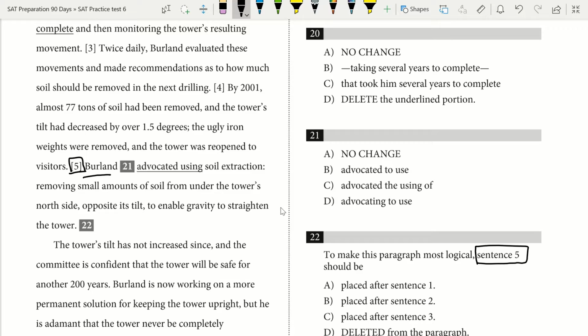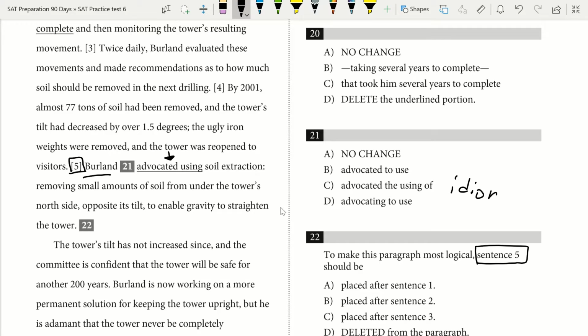I have Berlin, and anytime that I have a question within that first sentence that I have to read to place it, I go ahead and answer that question as I read the sentence. So I'll go ahead and do that. So we have Berlin advocated using soil extraction, removing small amounts of soil from under the tower's north side. Okay, in this case, I see that I'm tested on being idiomatic.